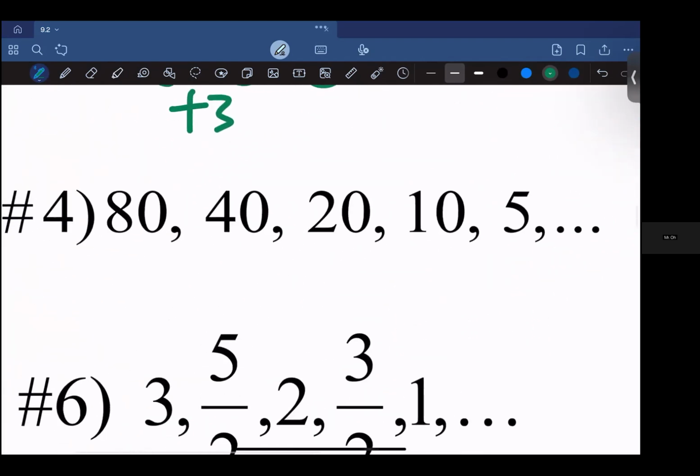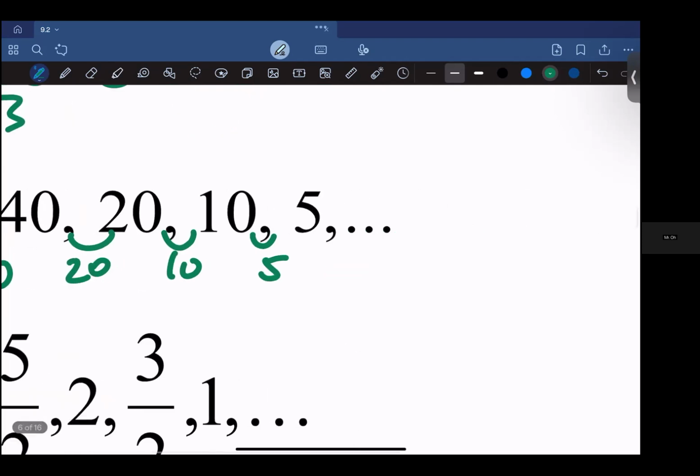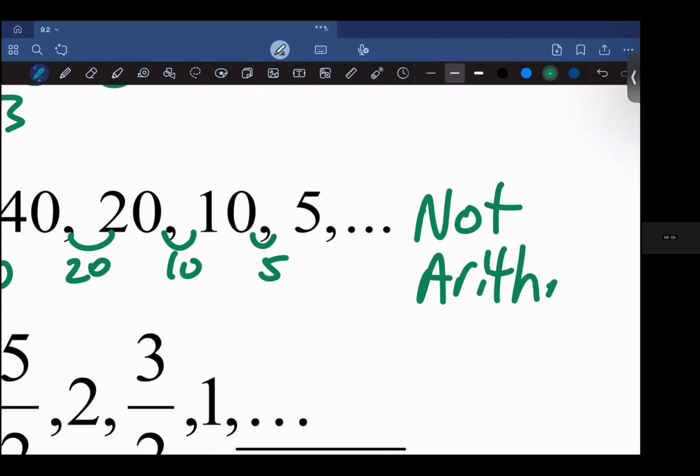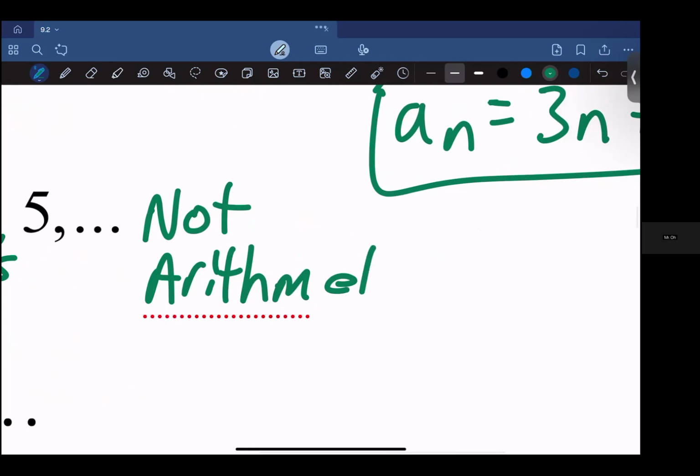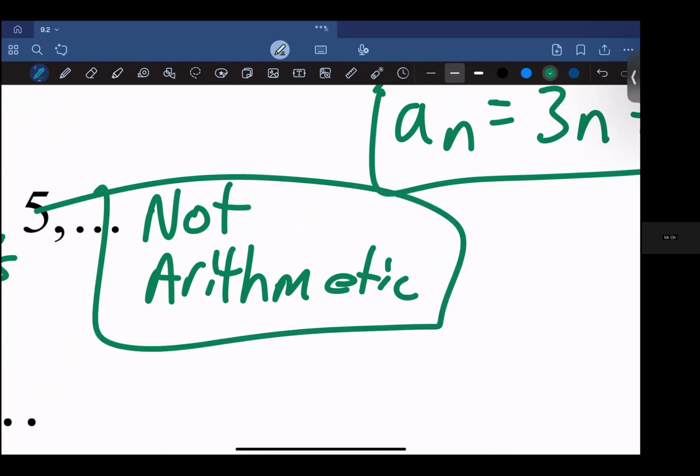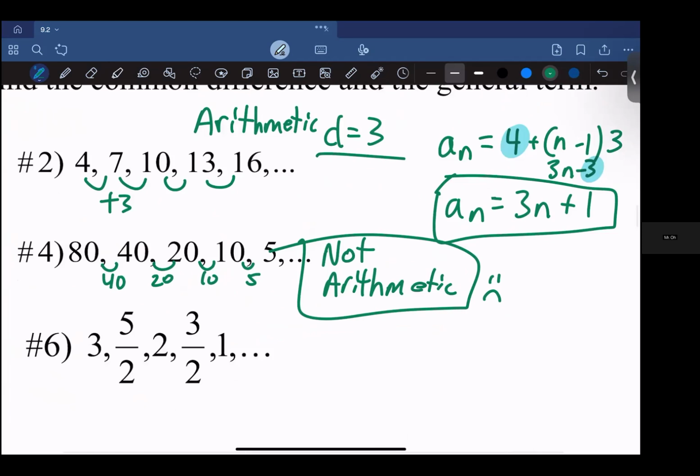What am I seeing here? 80, 40, 20, 10, 5. Okay, so the difference here is 40. Difference here is 20. Difference here is 10. Difference here is 5. That's clearly not arithmetic because it looks like it's being divided by 2. So we can just say not arithmetic. Very cool. And let's move on to the next one.